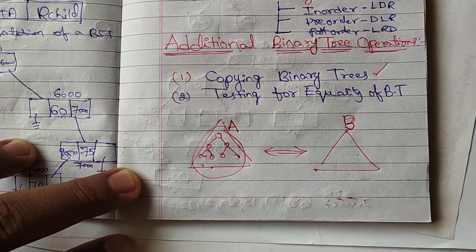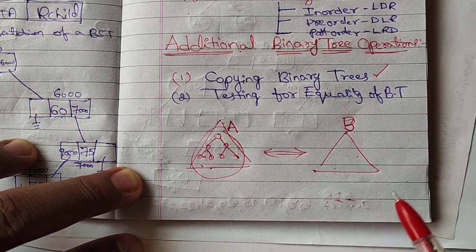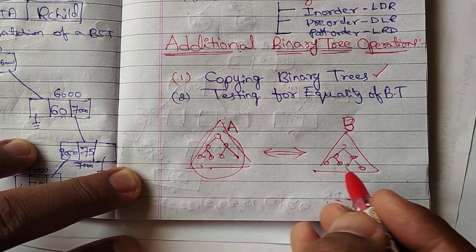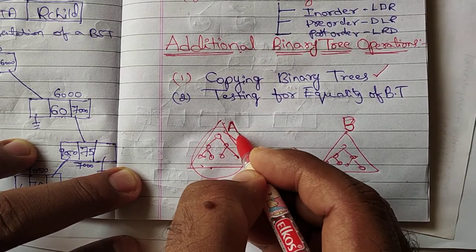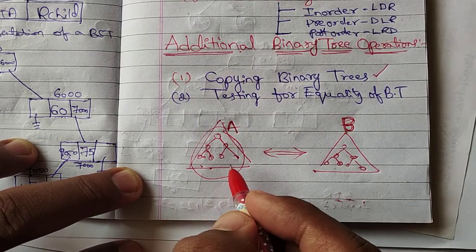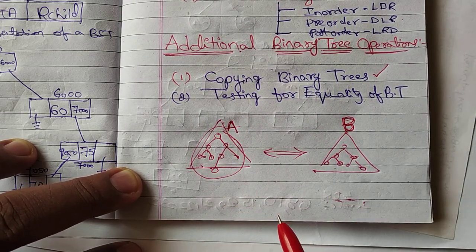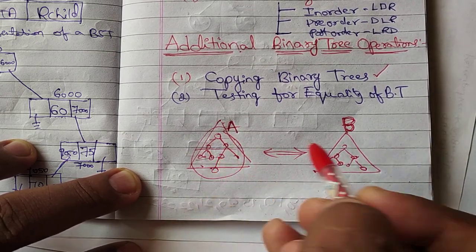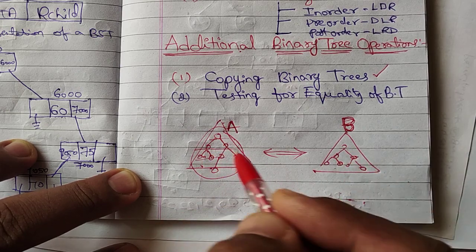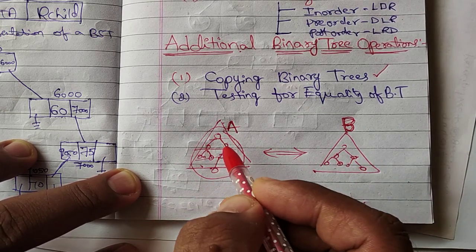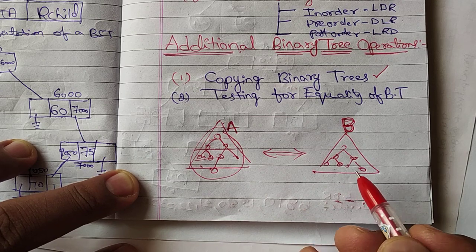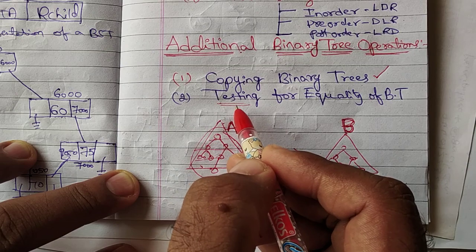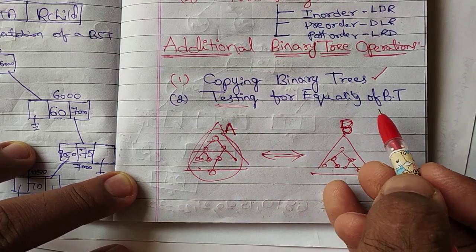That is one operation. And testing for equality of binary trees, that is different. See students, there are two different trees. One is A, another one is B. This is one tree and this is another tree, and I would like to test equality of A and B, which means how many nodes are there, how many levels. I want to check whether the levels are equal or not. Like that, if I want to check, we have to use this operation, testing for equality of binary trees.